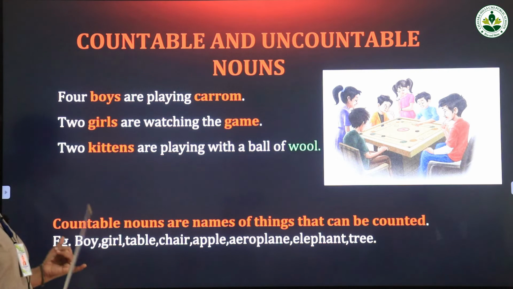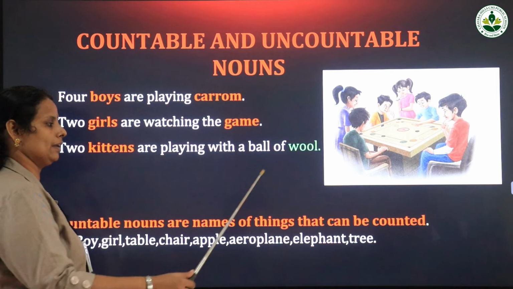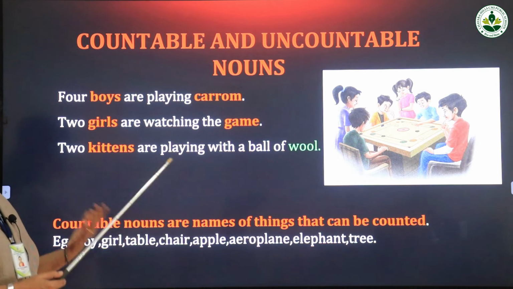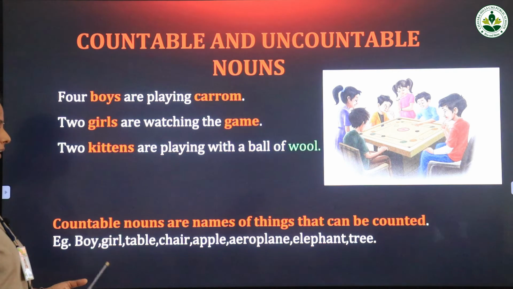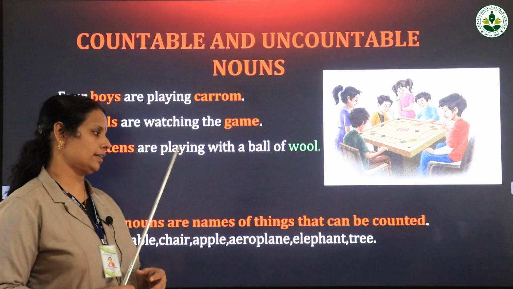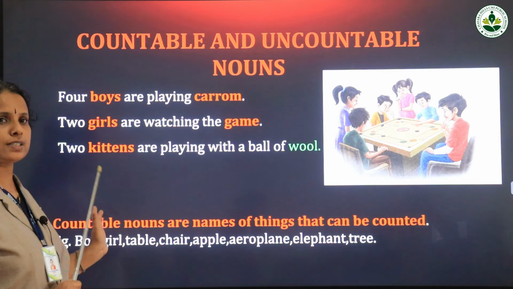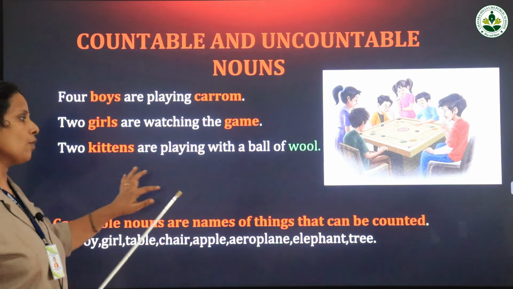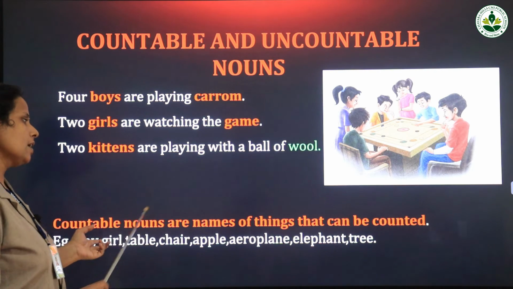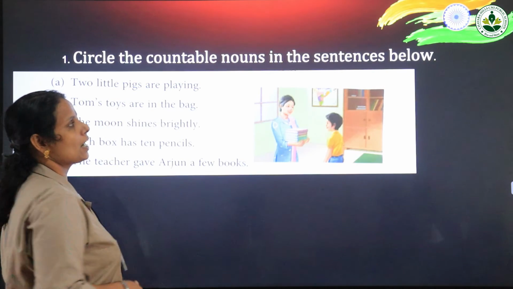For example, boy, girl, table, chair, apple, aeroplane, elephant, tree. See, all these nouns we can count. In your class, how many boys are there? How many girls are there? How many tables are there? How many chairs are there? In a basket, how many apples are there? How many aeroplanes are there in the airport? So such types of nouns are called countable nouns. So how to define countable nouns? Countable nouns are names of things that can be counted.